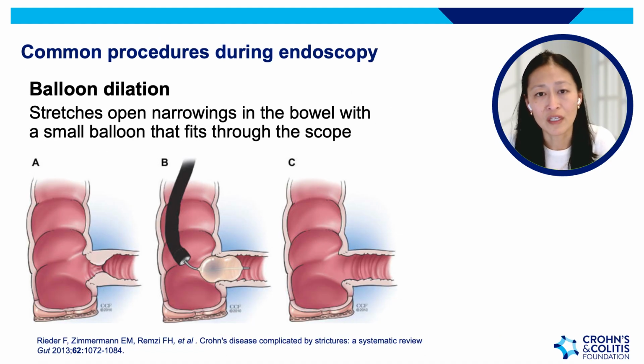Another common procedure during endoscopy is a balloon dilation. This is where someone has a narrowing called a stricture somewhere in their GI tract, where the doctor can go in with their scope. Through the scope, they can actually put a wire that has a deflated balloon at the tip. Once they get to the stricture, they can pass that wire through the stricture or narrowing and then use air or water to blow up the balloon to help try to stretch open the area that is narrow.